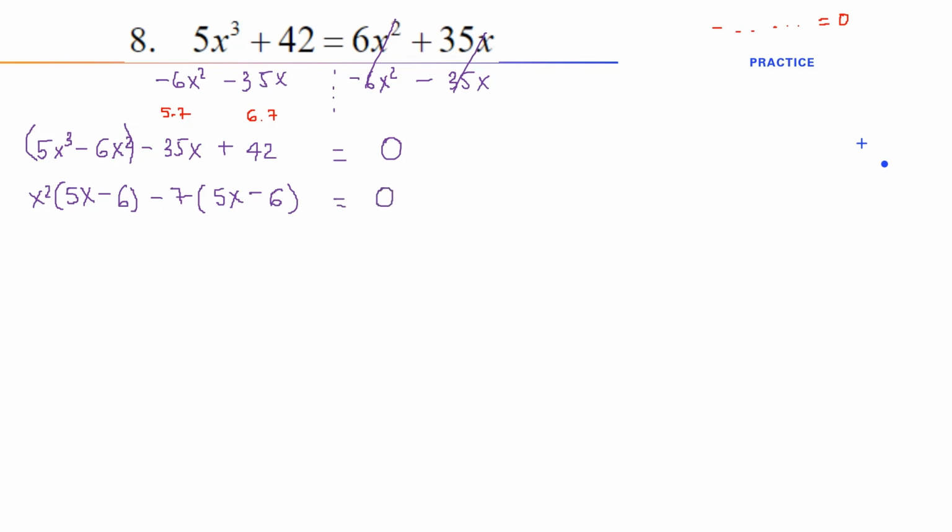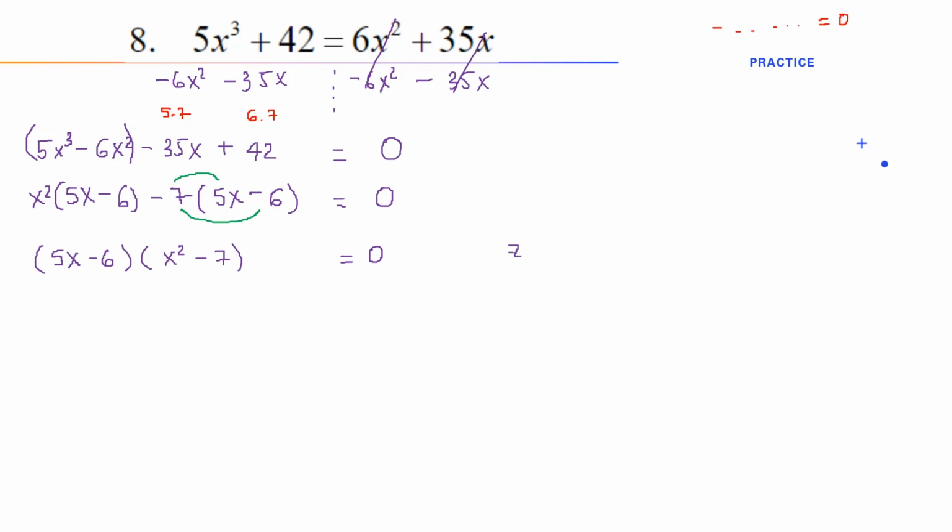To make sure that's right, we have to distribute it back to see if we get the original one. So negative 7 times 5x is negative 35x. Negative 7 times negative 6 is positive 42, and that's good. Now continue, we see that the 5x minus 6 is the common factor. We take it out, left with x squared minus 7.